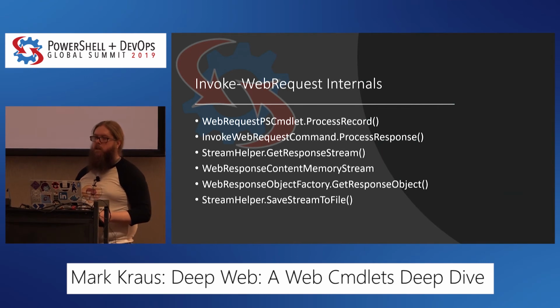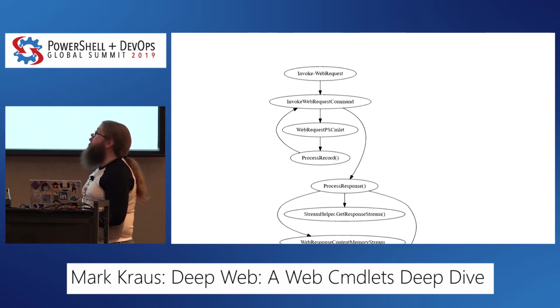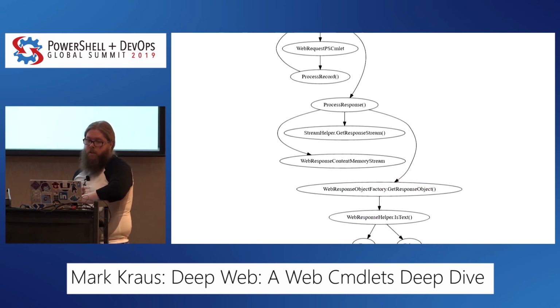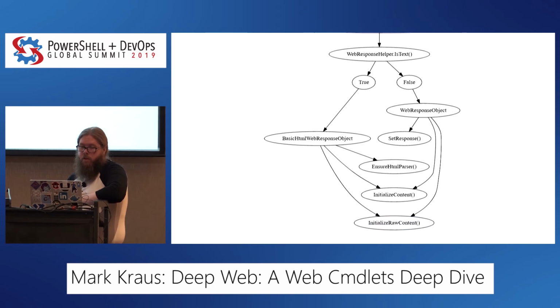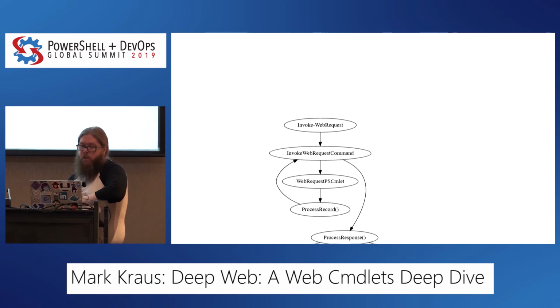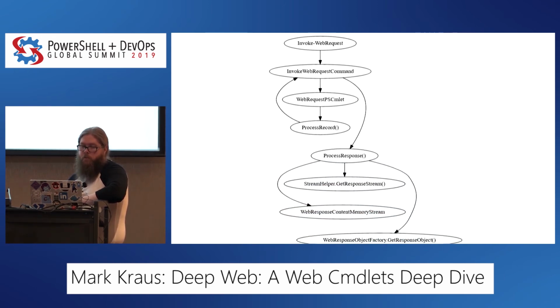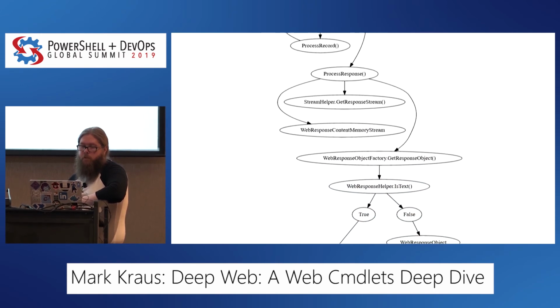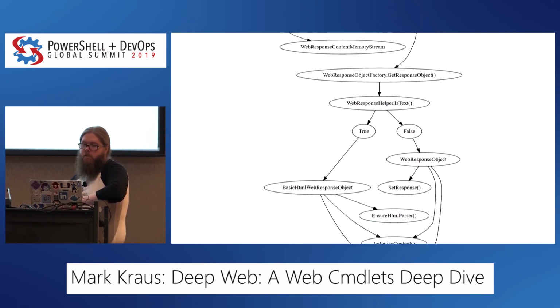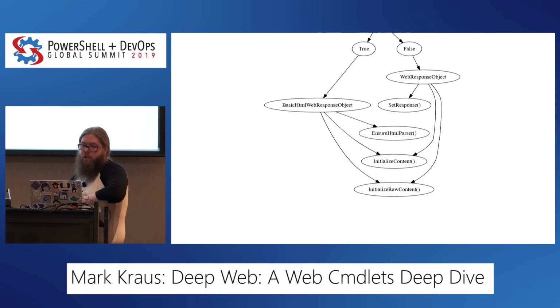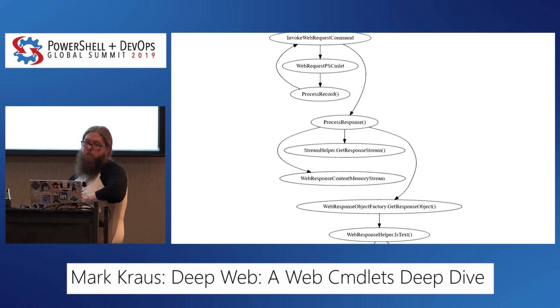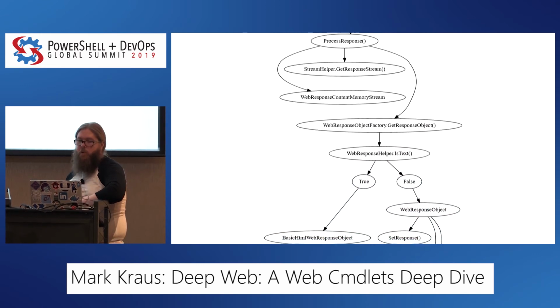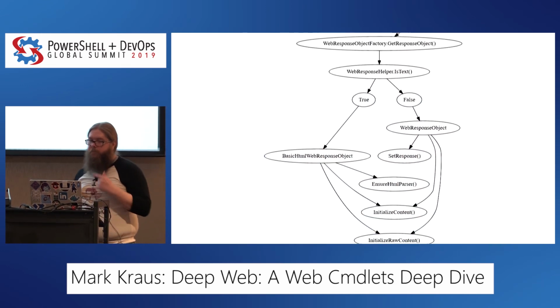So what this looks like in a map is that it's basically just calling all these various methods inside. It's doing InvokeWebRequestPSCmdlet, passes off to ProcessResponse, gets the StreamHelper, checks to see if it's a string, and if it's not, do it this way. If it is, do the basic HTML response. So that's what's going on there underneath the hood.